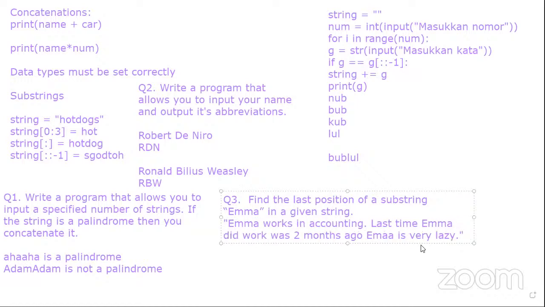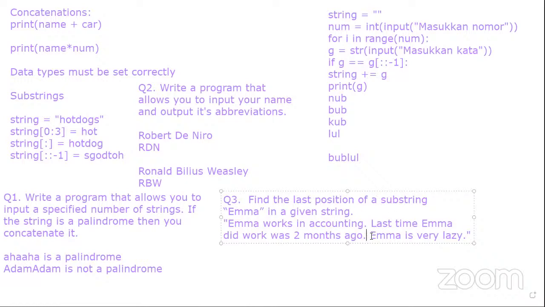Okay, so that's the string. And so the last position of a substring Emma would be here. Oops, spelling mistake. So guys, remember, space and a full stop are counted as characters. So you've got to remember this.